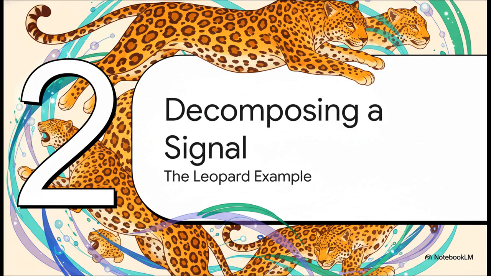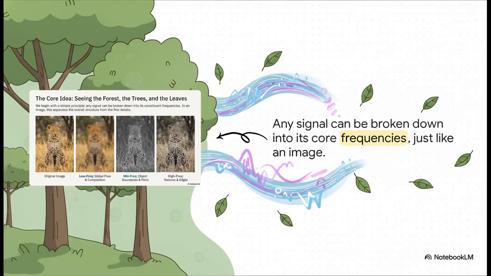To make this big, abstract idea feel really solid, we're going to start with a single, simple thing: a picture of a leopard. Okay, so check this out. Any signal, doesn't matter if it's an image or a sound or whatever, can be split into its different frequencies. Think of it this way. The low frequency part is the blurry big picture stuff, like the leopard's general pose and its place in the background. That's the forest. Then the mid-frequency part gets you the basic shape of the leopard, its outline. Those are the trees. And finally, the high-frequency part holds all the juicy details. The texture of the fur, the sharp edges of the spots, those are the leaves.